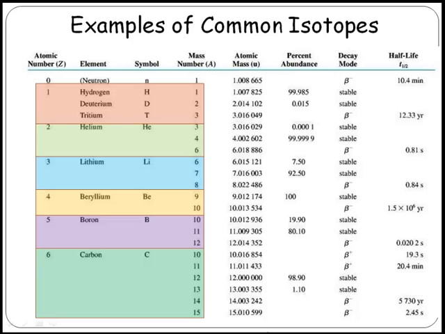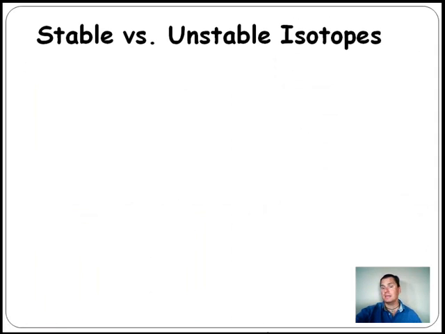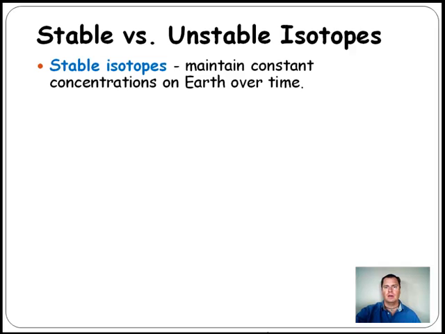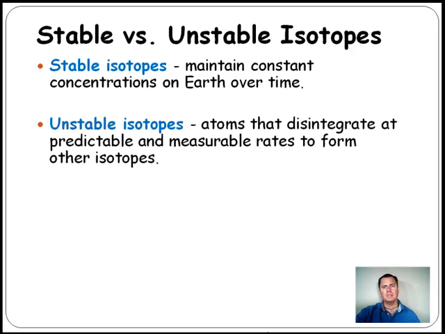When we talk about isotopes, we generally state whether they are stable or unstable. A stable isotope will maintain a constant concentration on Earth over time, meaning it's not going to break down. Versus an unstable isotope. Unstable isotopes are atoms that disintegrate or break down at predictable and measurable rates to form other isotopes. Generally what we say is these are radioactive, because they break down.